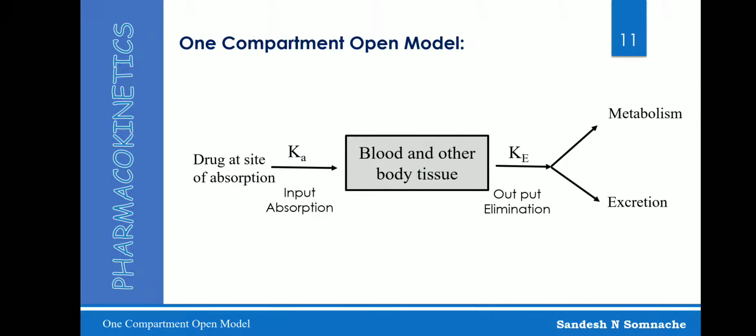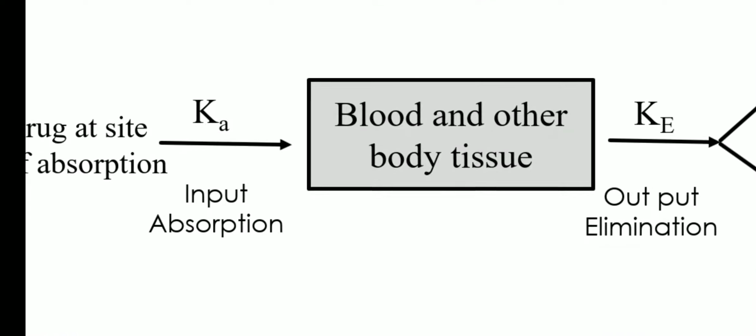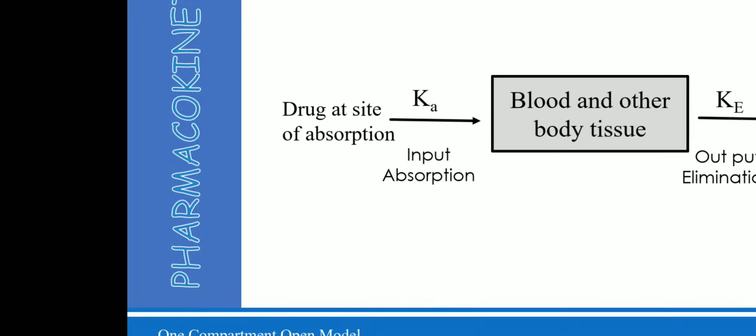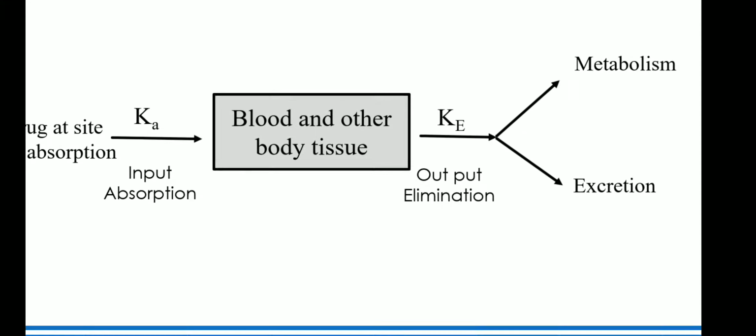This is the mathematical description, or diagrammatic presentation, of the one compartment model, which is composed of a central compartment, that is blood and other tissues, the whole body considered as a central compartment. Then the input of drug, that is the process of absorption. Ka is the absorption rate constant and Ke is the elimination rate constant, and elimination depends upon metabolism and excretion.